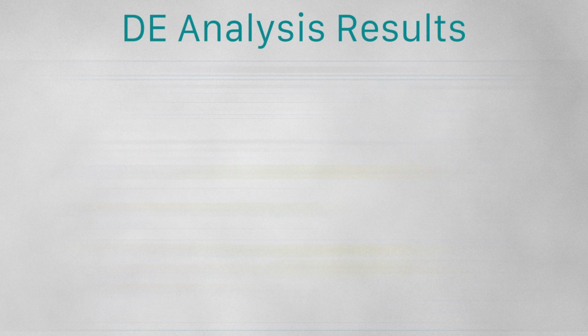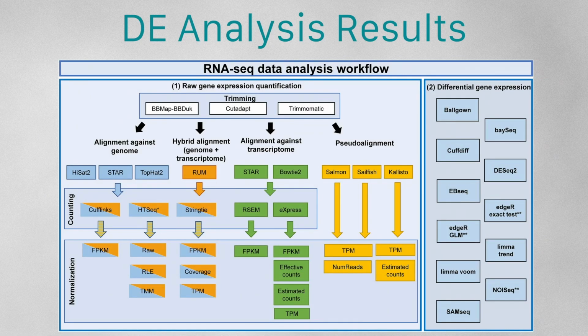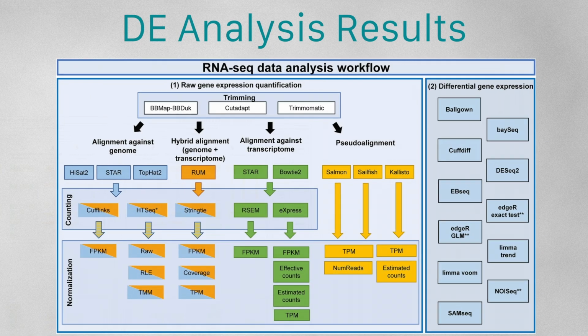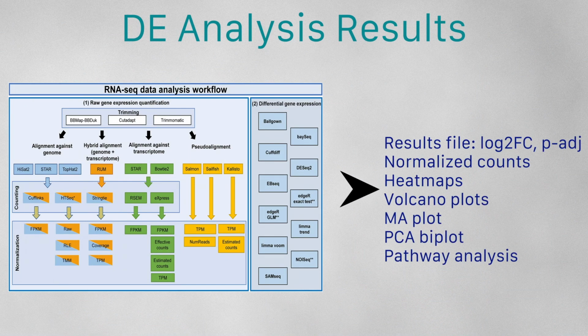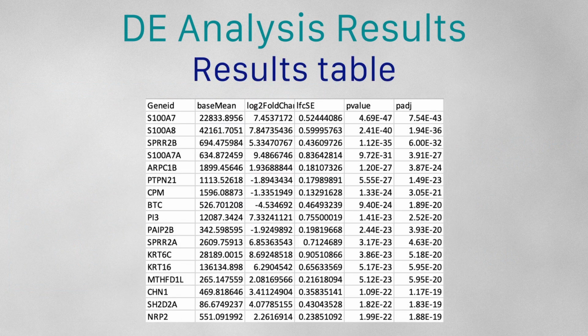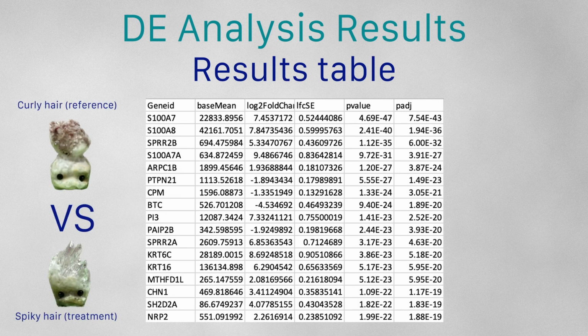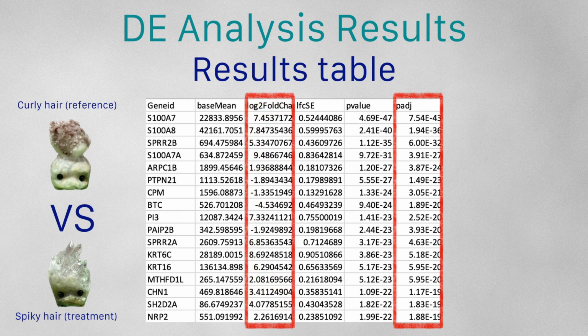Once we have implemented our chosen analysis workflow, we can generate various tables and visualizations to aid in data interpretation. The first thing that you would obtain is usually the results file containing the estimates from the comparison of gene expression between groups. The key information here is the false discovery rate p-values, otherwise known as p-adjusted values, as well as the log2 fold change.